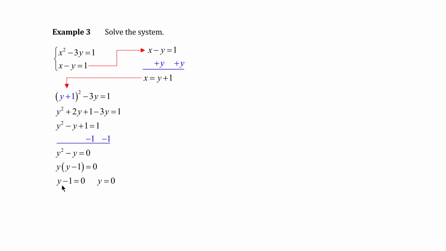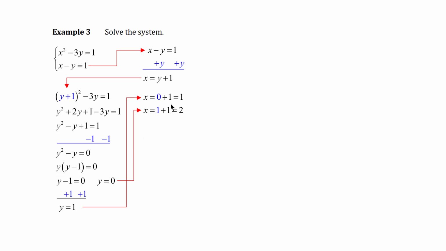Solving the first equation for y, we add 1 to both sides. The result is y equals 1. Next, we need to find the corresponding x values. So we take y equals 1 and substitute it into the equation x equals y plus 1. We get x equals 0 plus 1, which is equal to 1.